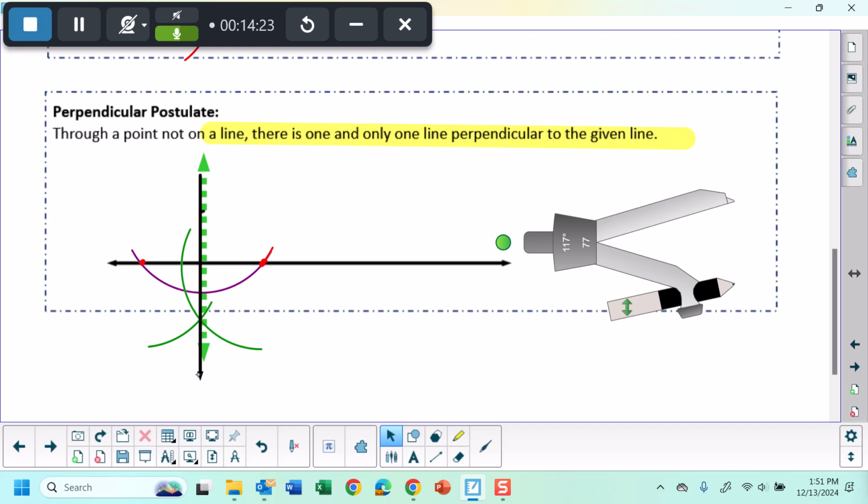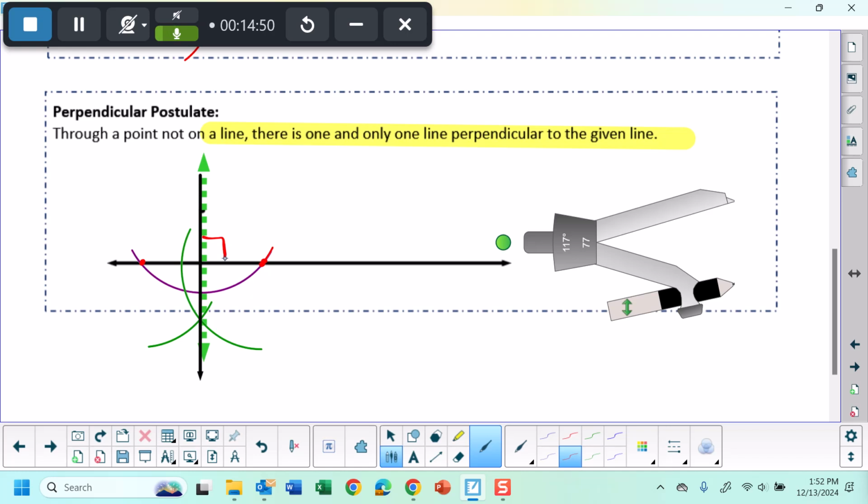I just bisected that segment, nobody cares. It's just a segment I made up, because I don't care about that. What I care about is the fact that it's perpendicular. And through a point not on a line, there is exactly one perpendicular. So that is how I draw a perpendicular line.